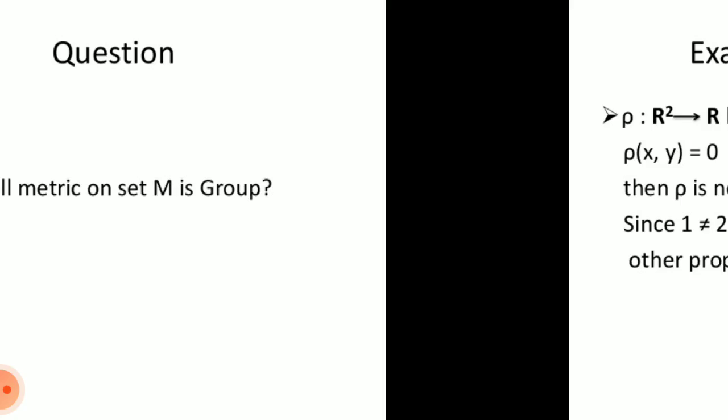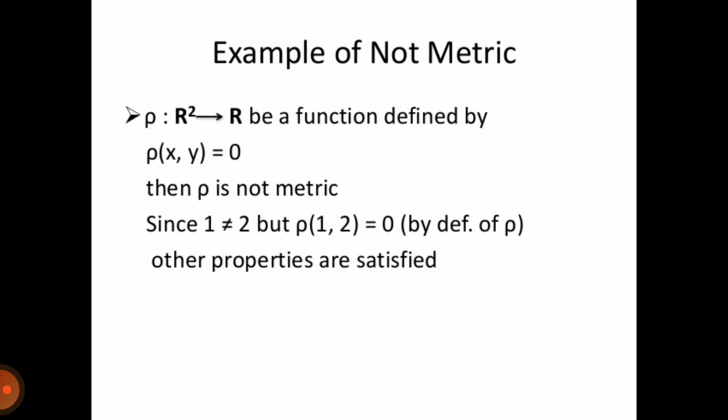Now we have to talk about some examples which are not metrics. Take rho from R squared to R, a function defined by rho of (x, y) equal to 0. Then rho is not a metric, since 1 is not equal to 2, but rho of (1, 2) is equal to 0 by the definition of rho. The other properties are satisfied, but the distance between them is equal to 0.